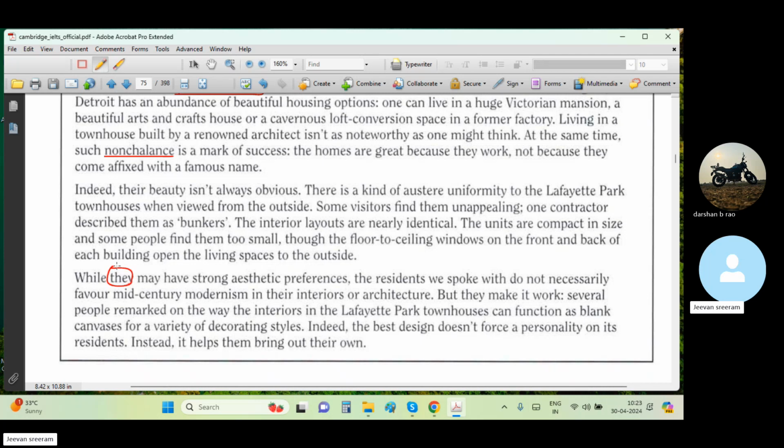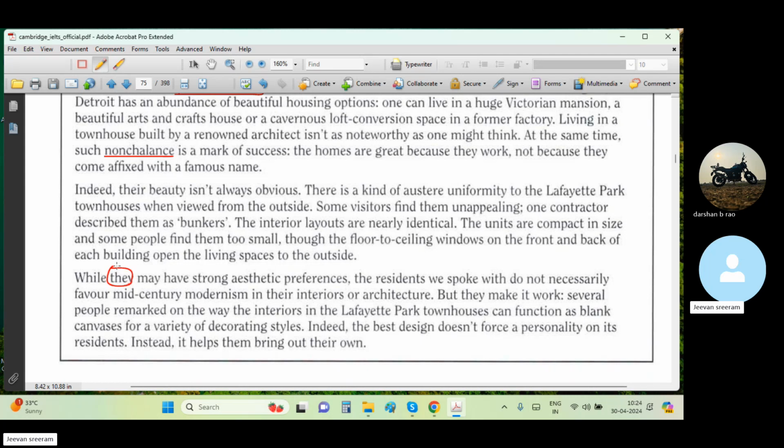If there is a standard building and you had to stay there, whether you like it or not, that is actually forcing the personality onto them. But here that is not the case. They can modify the interiors as much as they want, as much as they like, right? So if there is a standard building and you have to reside in it, irrespective of your taste, that is actually forcing the building's characteristics onto you. But in these Lafayette Park townhouses, they can modify the interiors as much as they like. It is not forcing. So that's why it's best.